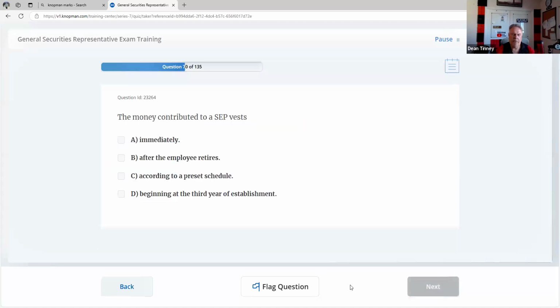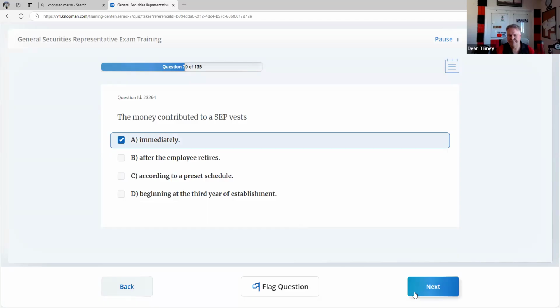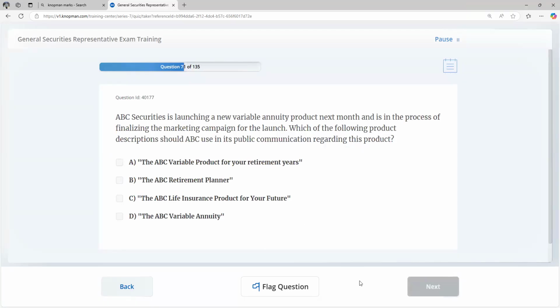The money contributed to a SEP vests... doesn't that vest immediately? Yeah, that's how most of them are going to work, right? If I get it wrong, I get it wrong.